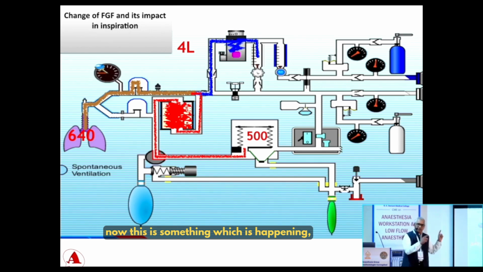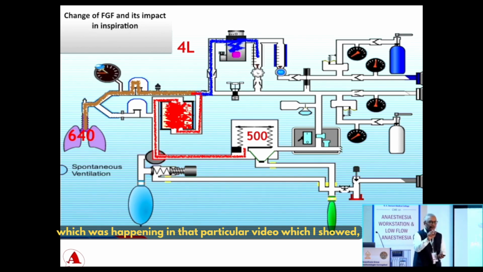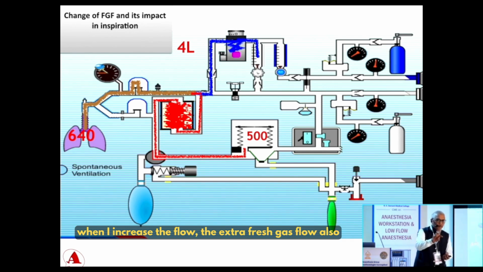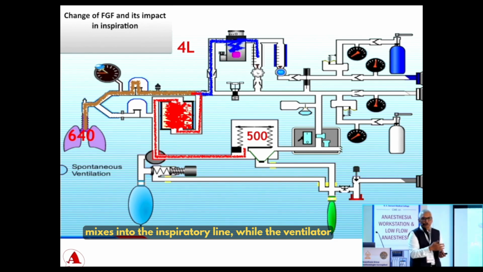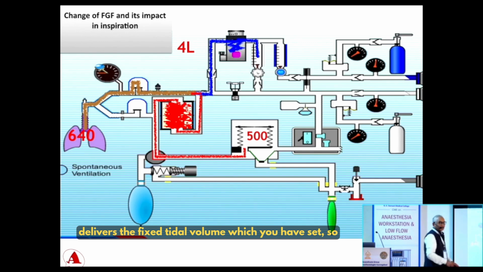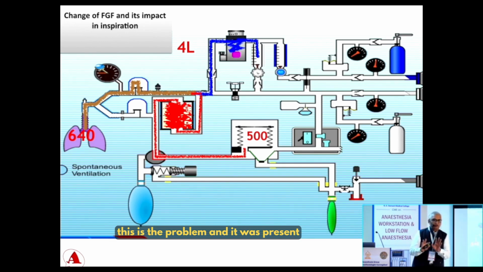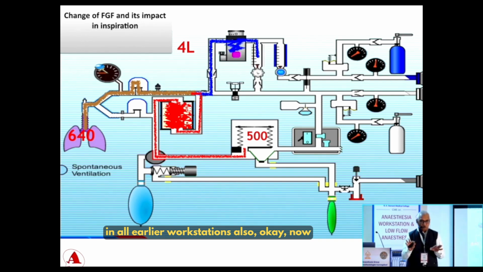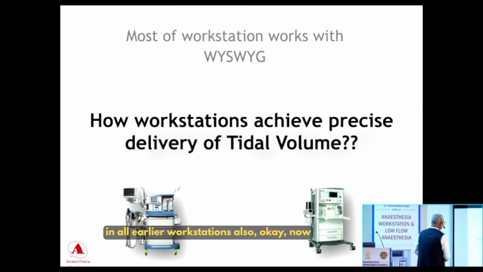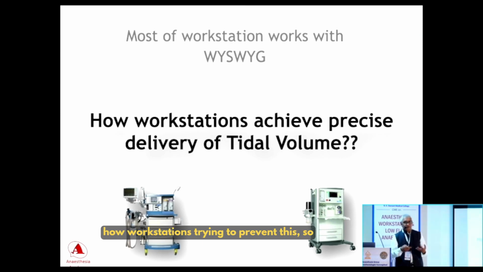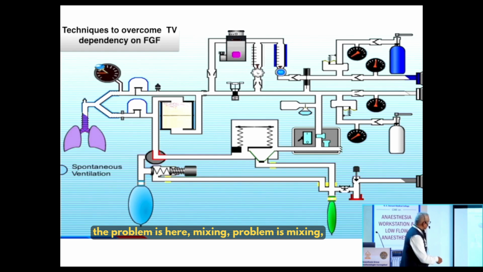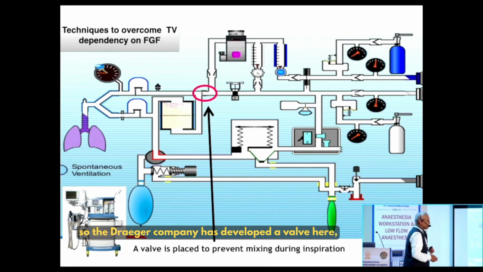This is what was happening in that particular video which I showed. When I increase the flow, the extra fresh gas flow also mixes into the inspiratory line, while the ventilator delivers the fixed tidal volume which you have set. So this is the problem, and it was present in all earlier workstations also. Now how are workstations trying to prevent this? The problem is mixing.